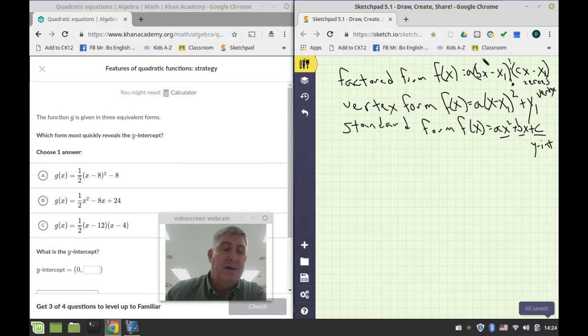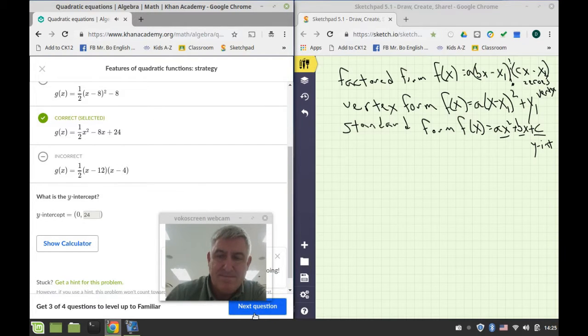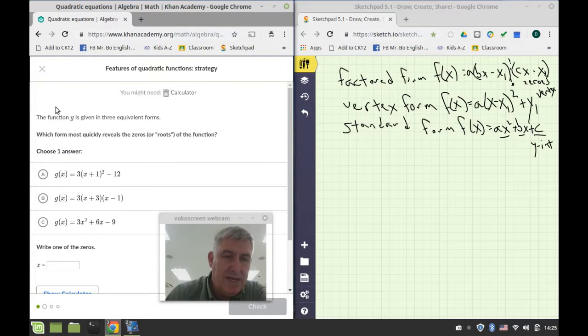So our first question, which form most quickly reveals the y-intercept? And the y-intercept looks like the standard, so we need to find the one that looks like standard form. And here it is. And what is the y-intercept? It is 24. And how do we know that? Because when x is 0, we have the y-intercept 0 minus 0 plus 24.